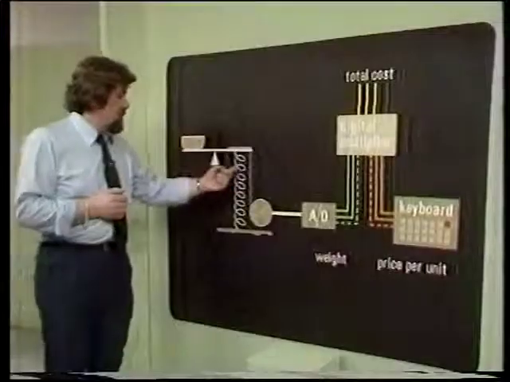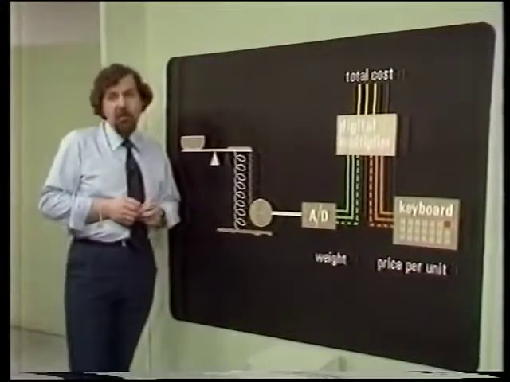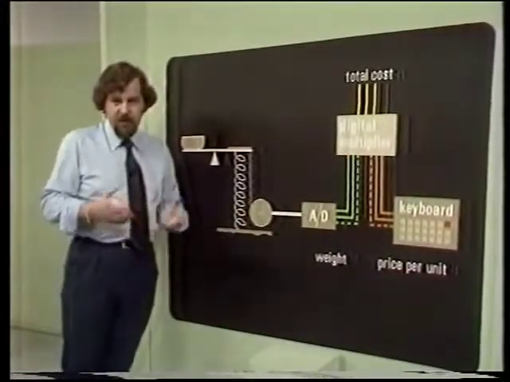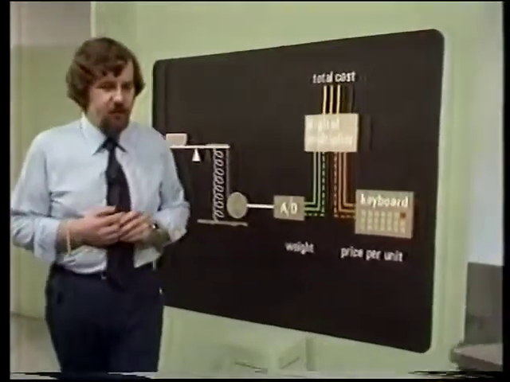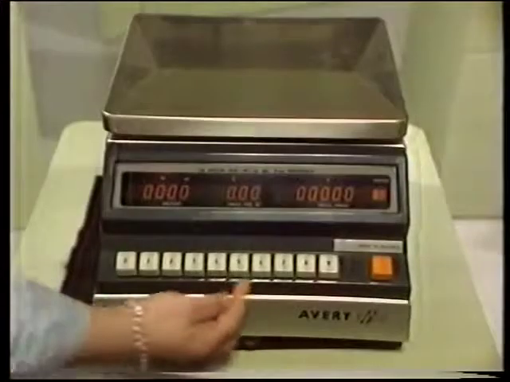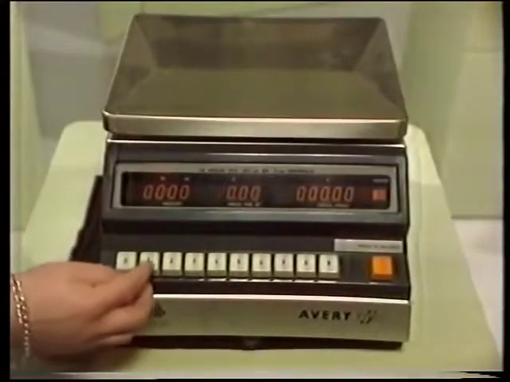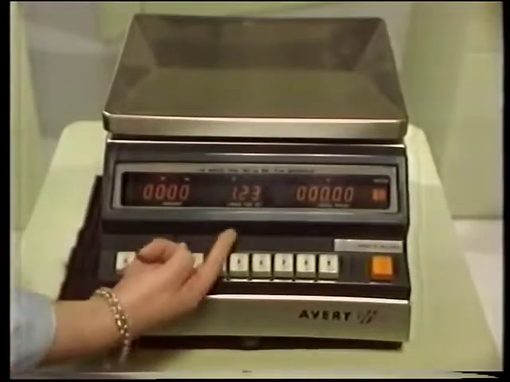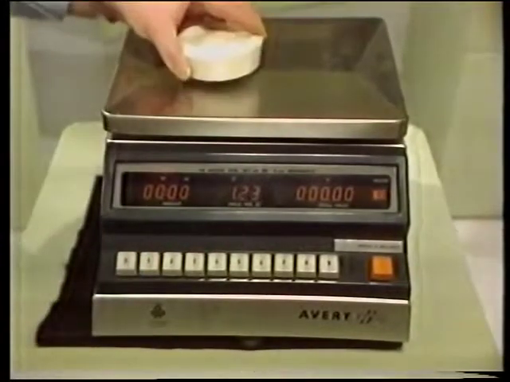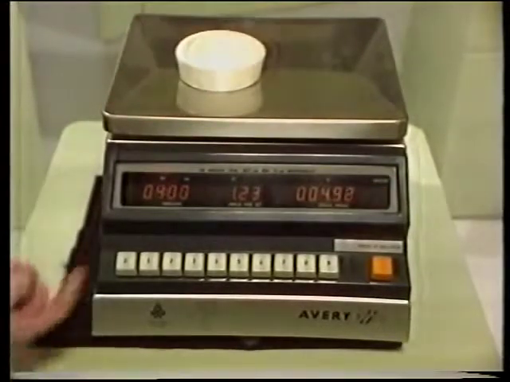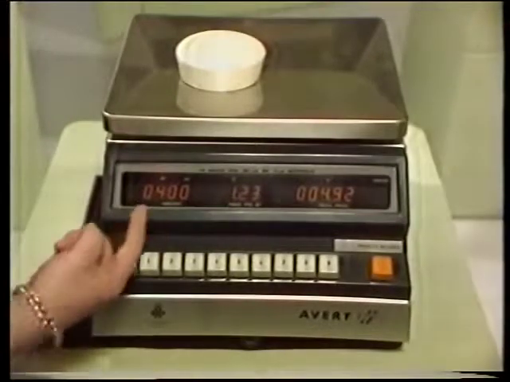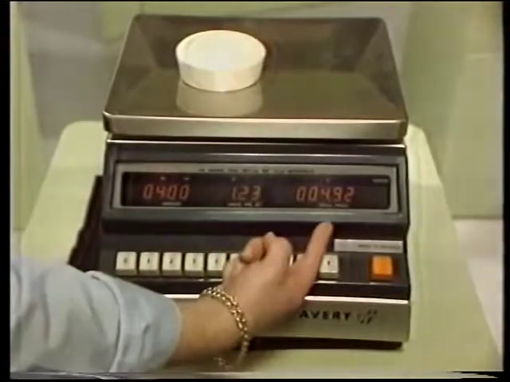In practice, this spring and potentiometer arrangement will be replaced by a strain gauge, but this is adequate for our purposes. Well, now let's have a look at the real thing. First of all, the keyboard. I can type in the unit price, and that appears here. Now, if I put on a weight, that appears here, and the total price, the product of these two, appears here.